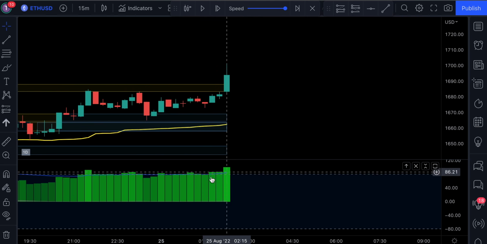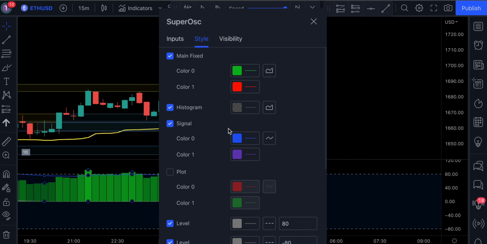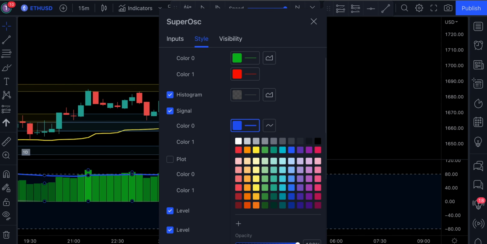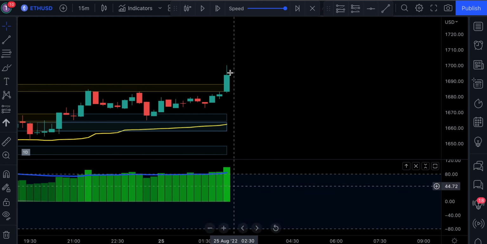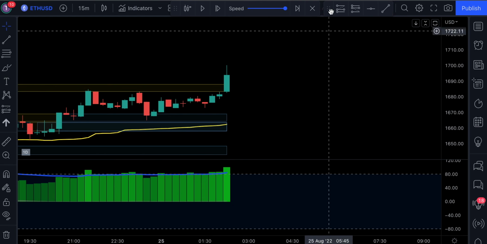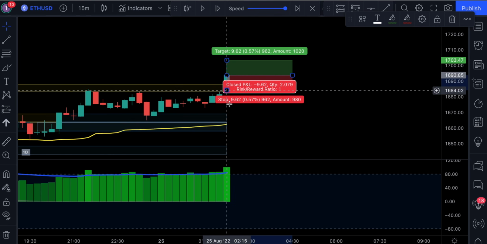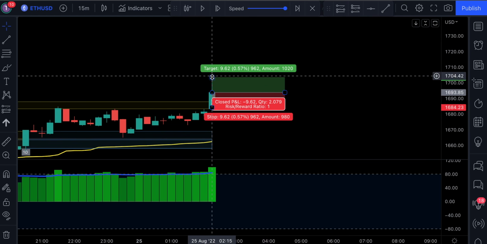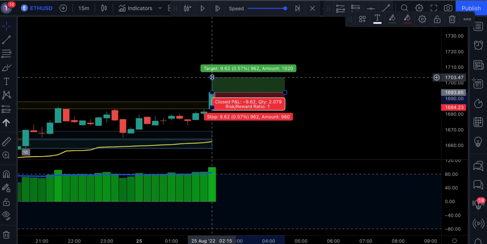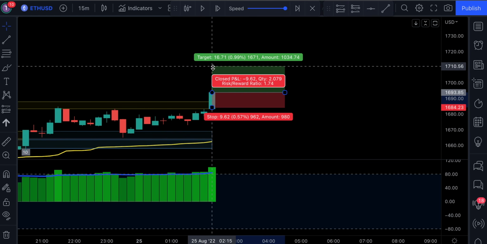Let's actually make this line a bit more visible. As we can see, the conditions are met, and now we can safely enter a long position. Our stop loss can be set either at the VWAP line or at one of these levels. And for this strategy, we're going to be targeting 1.5 times the risk.